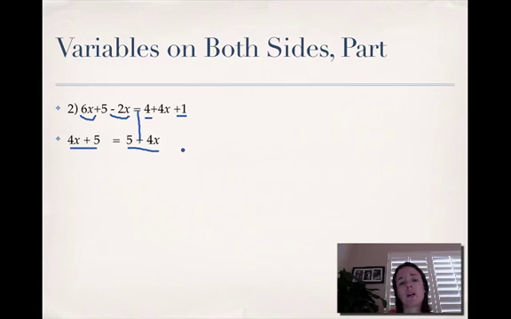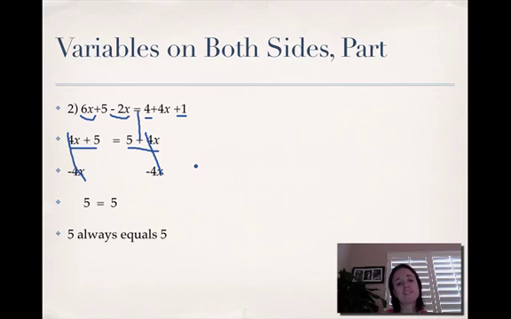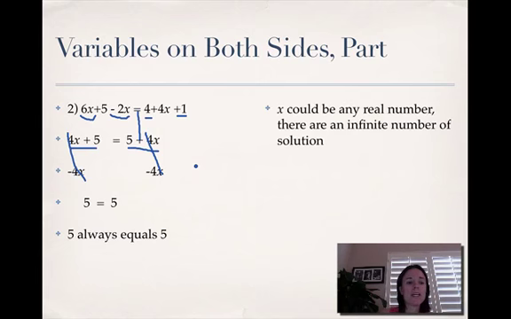I want to get my 4x together on one side of my equals. So I'm going to try to subtract it, see what happens. But when I subtract my 4x, again, funny thing happens. It cancels on the left, and it cancels on the right. So it leaves me with this statement that 5 equals 5. Well, 5 always equals 5, right? It's true. When that happens, we say that x could be any real number. There's an infinite number of solutions.